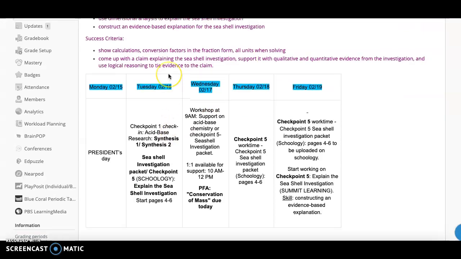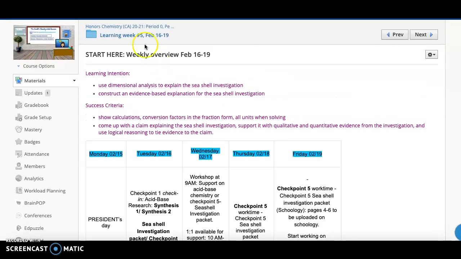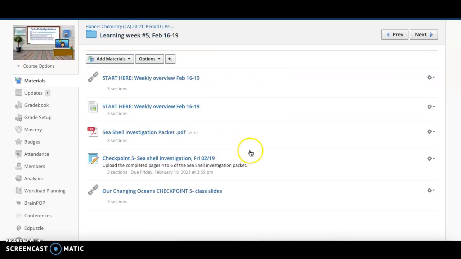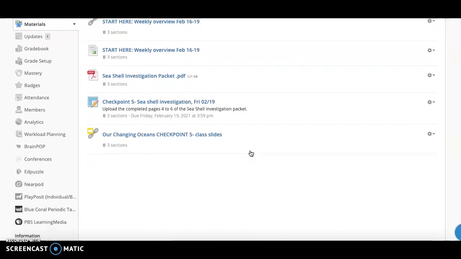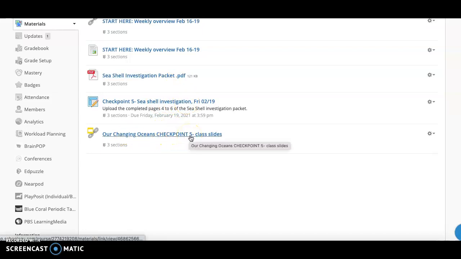Regarding the packet, it's the same packet that you started working on for checkpoint 4, the seashell investigation packet, but this time pages 4 to 6. That will be uploaded here on Schoology. And the supporting slides for checkpoint 5 are also found in the learning folder. You will see that you will get a lot of resources and formulas to help you complete the packet.